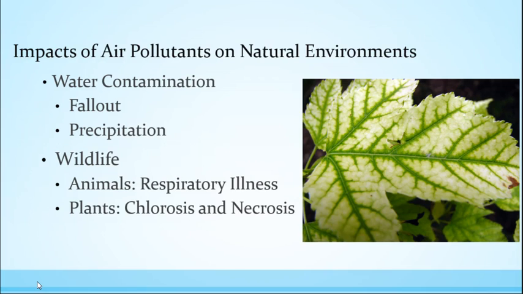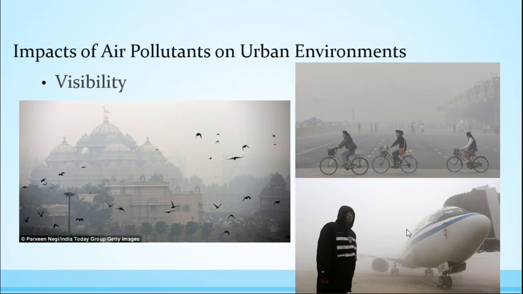Plants, some of the chemicals, the air pollutants, break down chlorophyll, and so you have chlorosis, and that's what you're seeing right here. A plant that doesn't have chlorophyll can't do photosynthesis and is going to die. Also, some of these pollutants actually destroy cells. I mean, think about ozone. Ozone destroys cells, and so you get necrosis in plants.